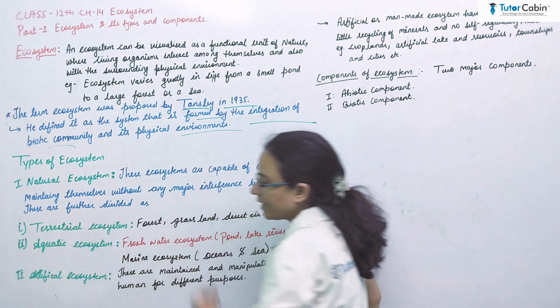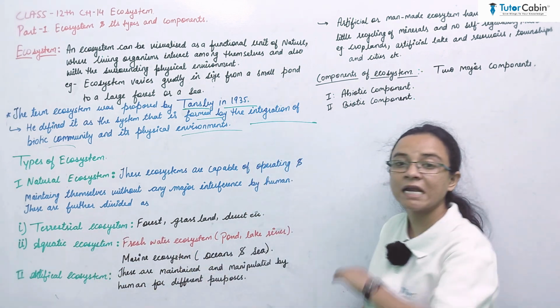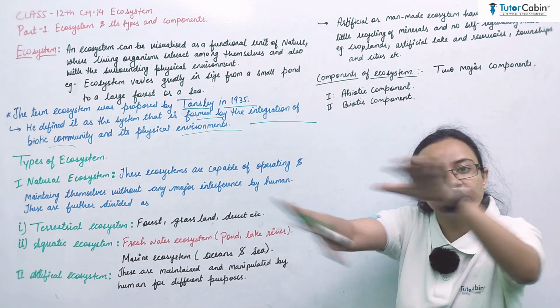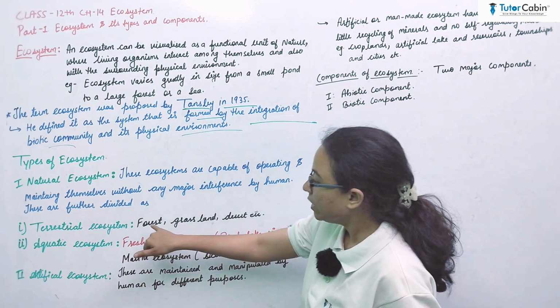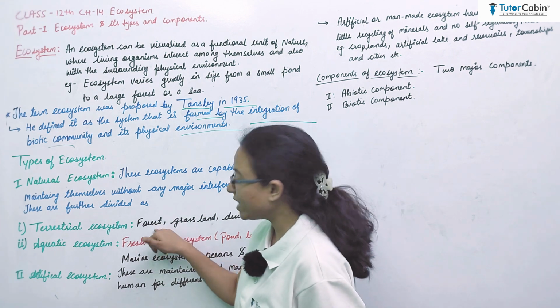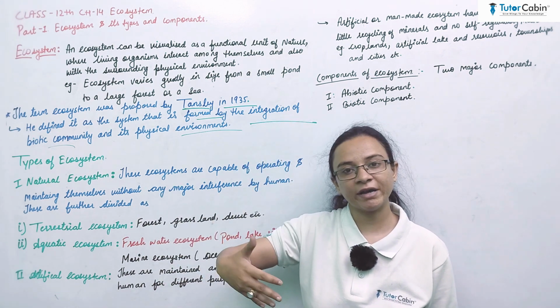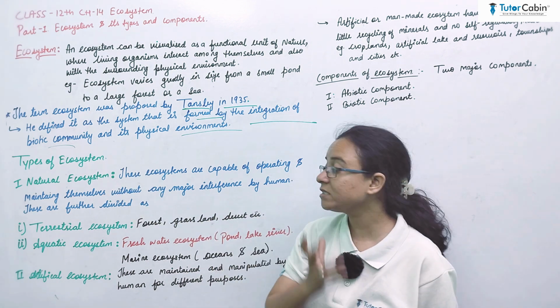These are further divided into terrestrial and aquatic. Terrestrial is known as a land ecosystem. Those organisms and biotic factors which are present on the land and form the system are called a terrestrial ecosystem: forest, grassland, desert, etc. A forest has some animals plus biotic factors, plant species, etc. and forms a system. It is called an ecosystem.